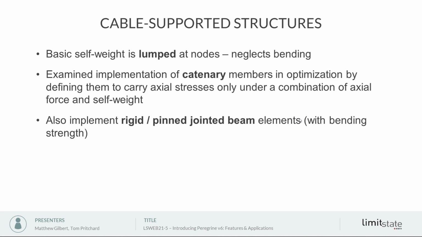So how do we deal with self-weight, and what does that have to do with the cable supported structures? So the basic self-weight in the software is assuming that the weight of any element is lumped at the node, so that neglects bending. And what Dr. Fairclough did is examine the implementation of catenary members in the optimization by defining them as carrying axial stresses only under a combination of axial force and self-weight. Alongside that, obviously, there needs to be some acceptance of bending, so there's also implemented a rigid or pinned jointed beam elements that had bending strength within them.